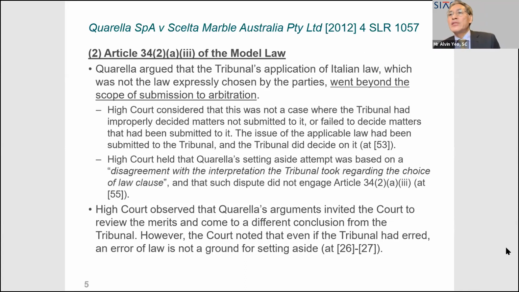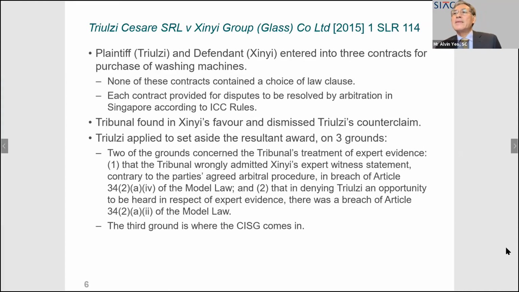If I could move on to the next slide. The next case I just wanted to, if you like, showcase is another case called Triulzi Cesare. Triulzi, also an Italian company, and I assure you that's purely a coincidence, and the choice of these cases has nothing to do with the constitution of our distinguished panel.